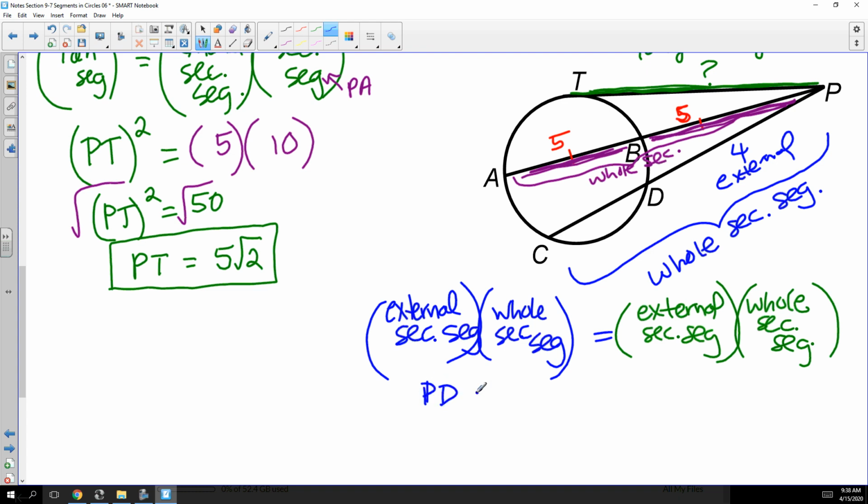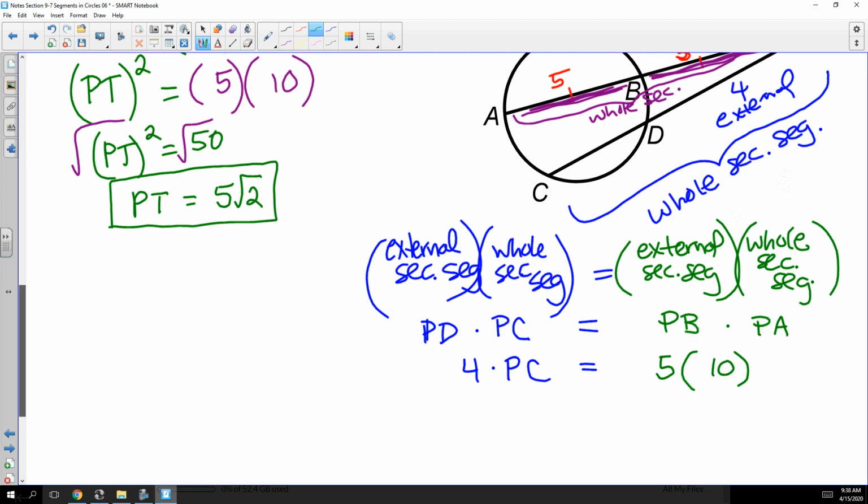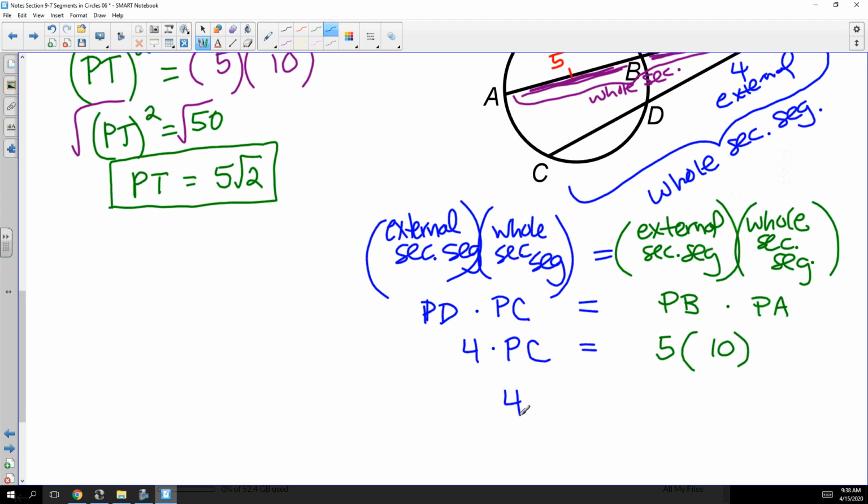The length of PD times the whole entire thing, the length of PC, is equal to the other external secant segment, which is PB, times the length of the whole thing, which is PA. So PD is 4 times PC, which is something that's unknown. Again, that's something that we're solving for, is equal to the external secant segment PB, which is 5, times the whole length of PA, which is 10, right? So we can say that 4 times PC is equal to 50. PC is equal to, we divide by 4 and reduce, and we get 25 over 2. Or if you want to write 12.5, that's okay.